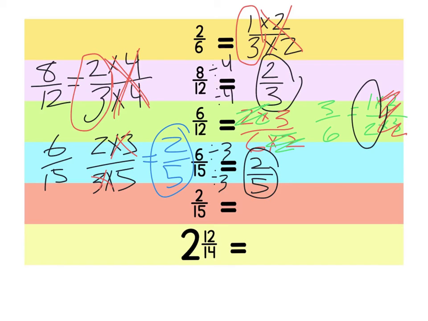Now this one, 2/15. I'm thinking, is there a number that can go into both 2 and 15? Well, 2 is a prime number. The only factors are 1 times 2. And I know 2 can't go into 15. And honestly, if we divided the top and the bottom by 1, guess what we'd get? The same answer. So this is actually simplest form already. 2/15 cannot get any smaller. That is in its simplest form.